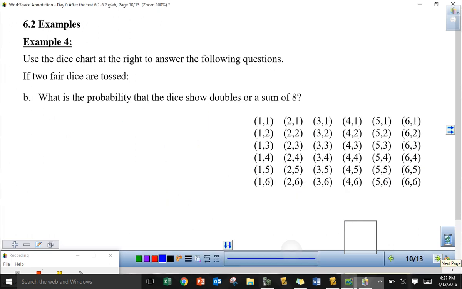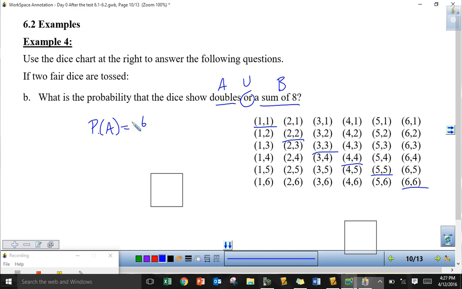We'll do that same idea for this next one. We want to show doubles or a sum of 8. Event A would be rolling doubles, event B would be a sum of 8, and this "or" means union for us. Or means union. So let's look for doubles on our chart here. Again, it's kind of symmetrical. Doubles just mean we see the same number on both dice. So the probability of A is going to look like 6, the number of favorable outcomes, over the total of 36.